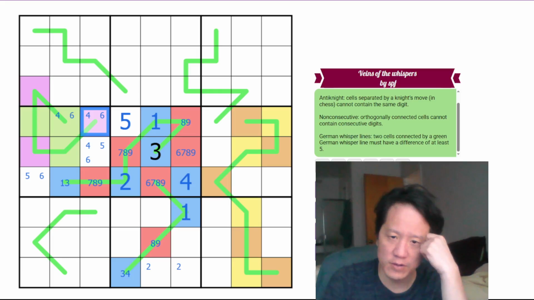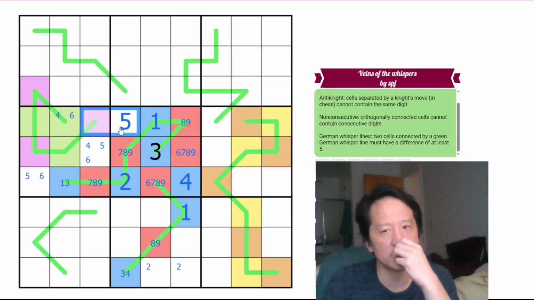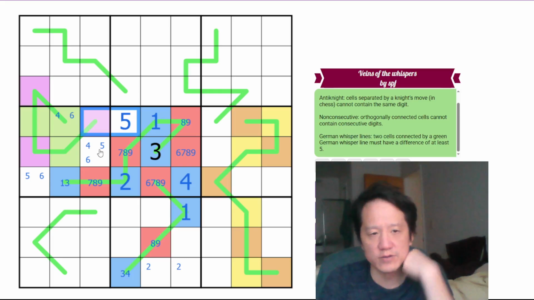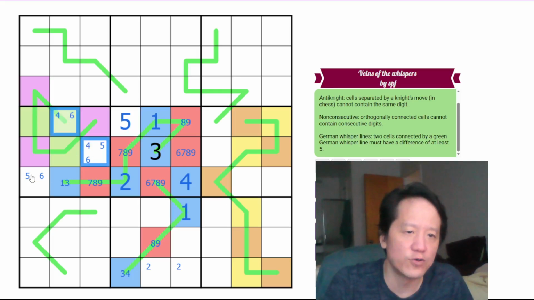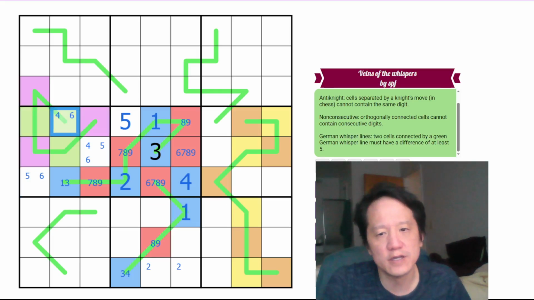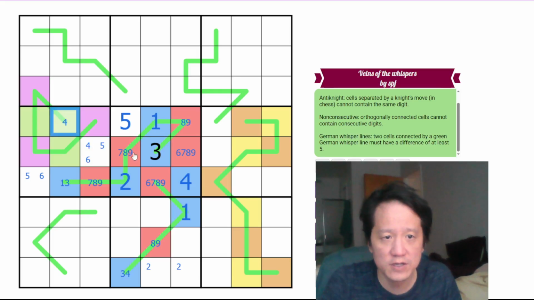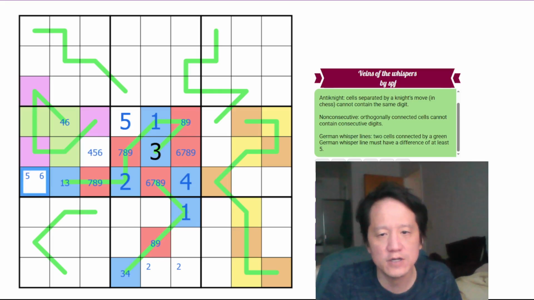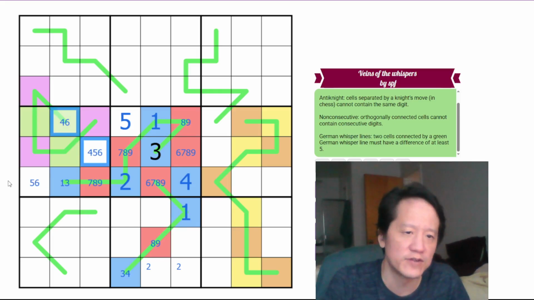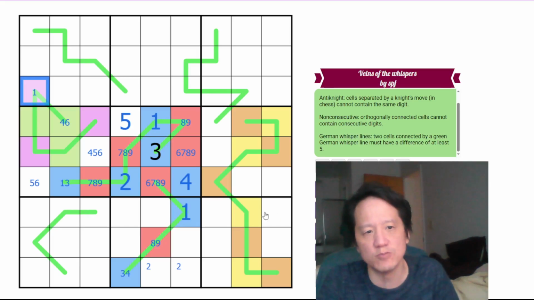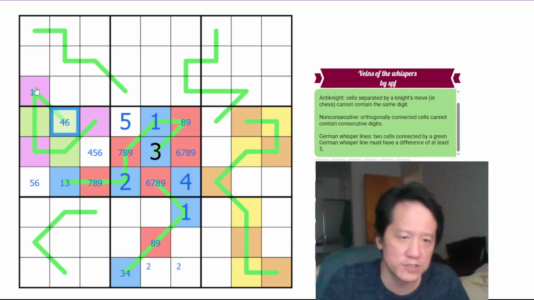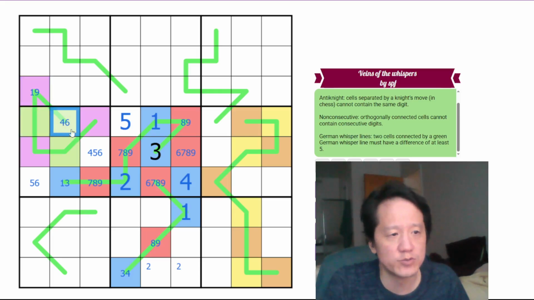6 and 4 cannot be here. Okay. Well, that's good to know. Because it's orthogonally connected with a 5, and neither of these could be 4, 6. So where are the 4, 5, and 6 in this box? They can only be in these 3 cells. So since 4, 5, and 6 have to be in these 3 cells, those are the only digits which can be in those cells. This is 3 digits within 3 specific cells. So this is 4, 5, and 6. This is 4, 6, which forces this to be 1 or 9, because 4 and 6 can only be next to 1 or 9 on the German whisper line.